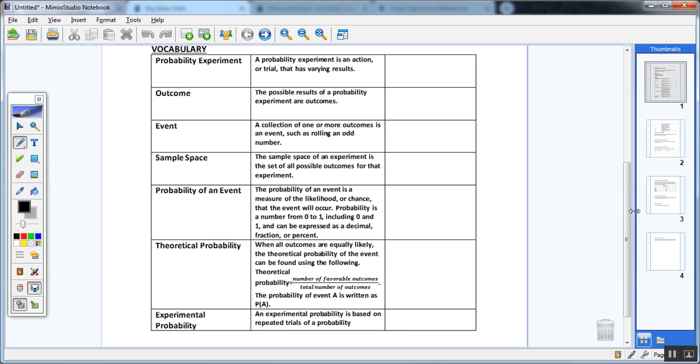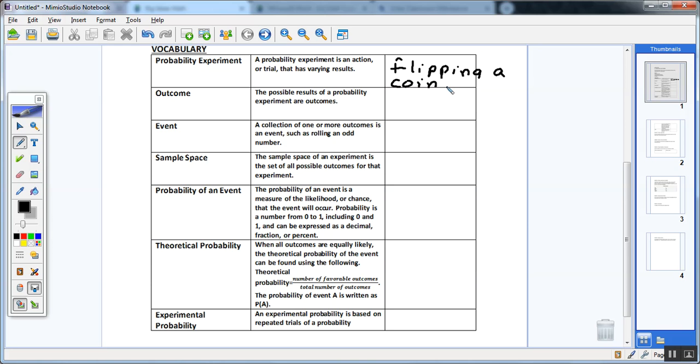But a probability experiment is an action or trial that has varying results. Kind of like flipping a what? Flipping a coin. Yes. Flipping a coin would be an example.